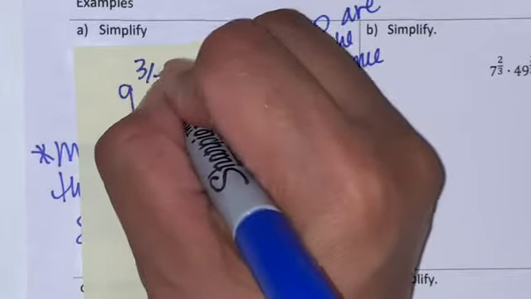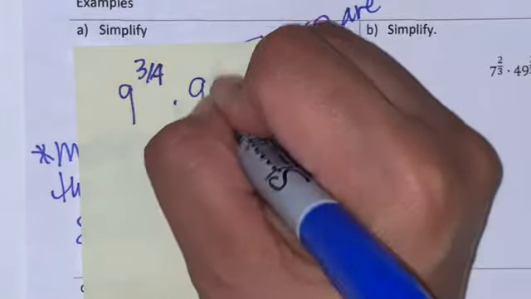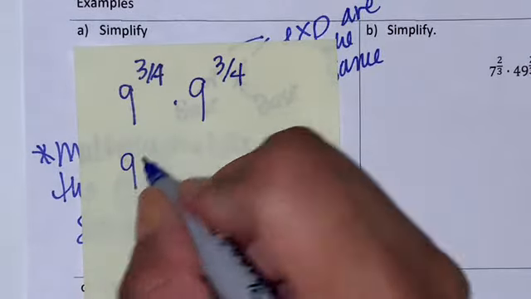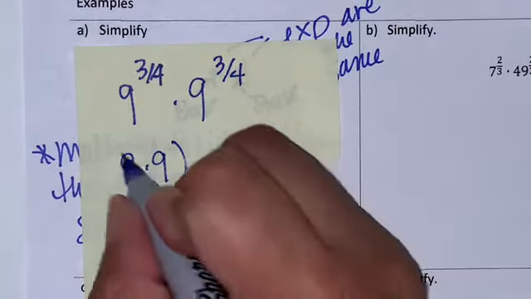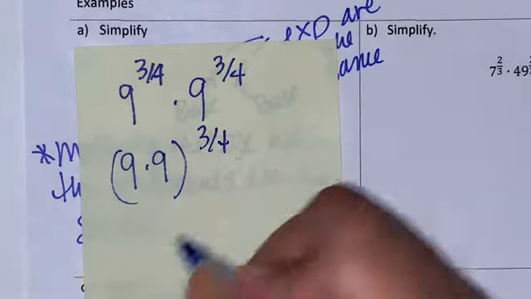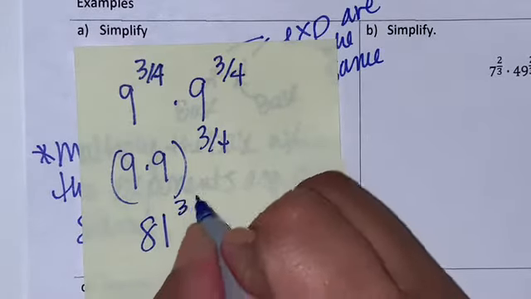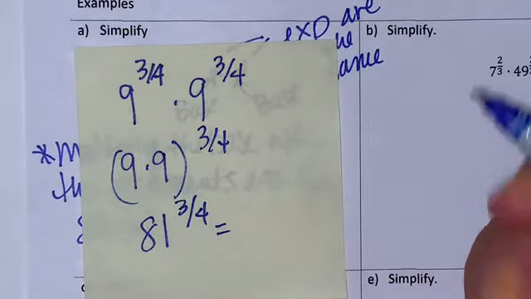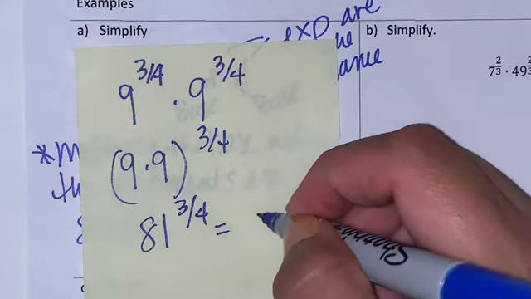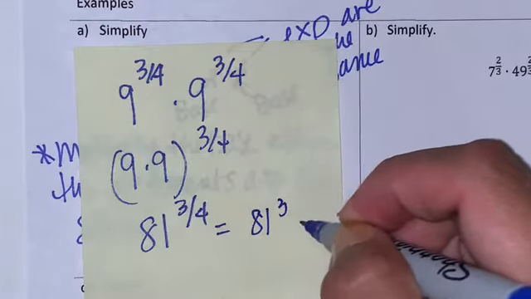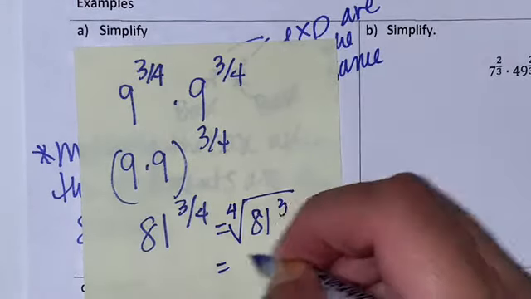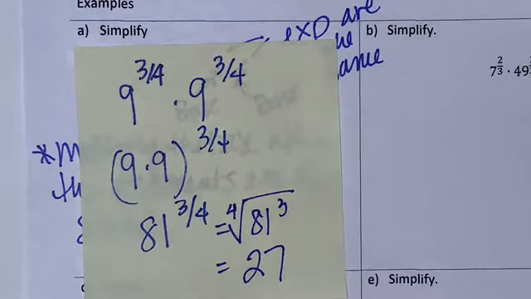Nine to the 3/4 times 9 to the 3/4. 9 times 9 to the 3/4. 81 to the 3/4. When I simplify this, I'm going to say that that's 81 to the 3rd with the 4th root. My answer is going to be 27.